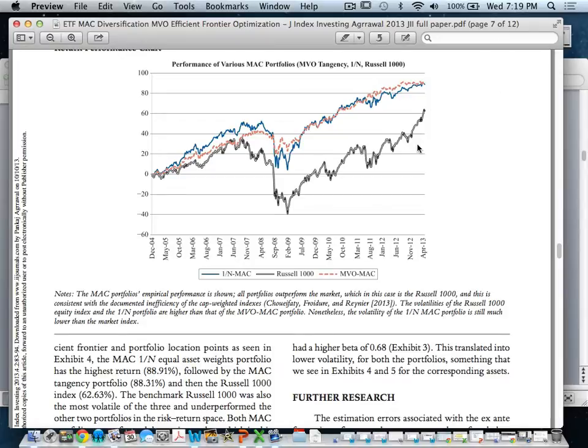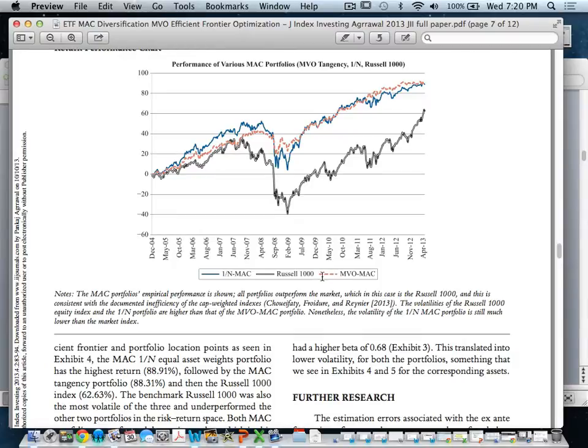So this is actually the actual. This is an all equity portfolio. So this is real. This is not simulation. The MAC portfolio's empirical performance is shown. All portfolios outperform the market, which in this case is a Russell 1000. So this is your Russell 1000 here.